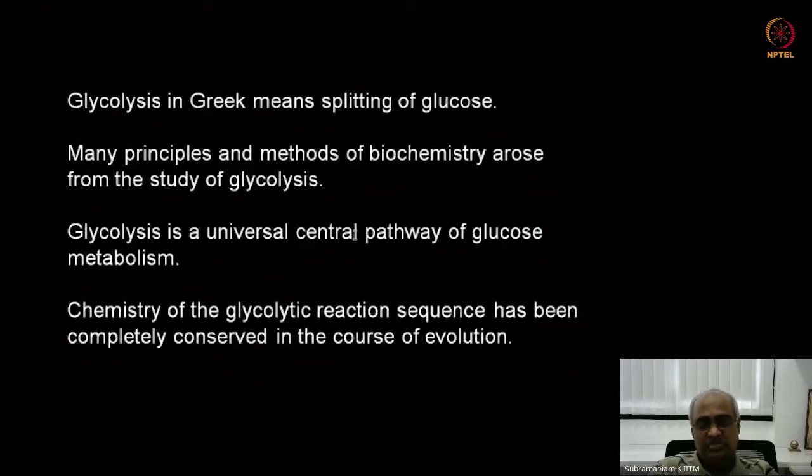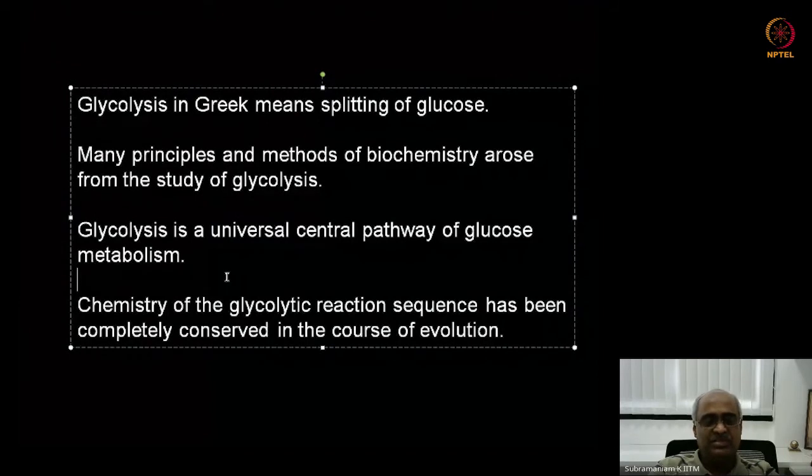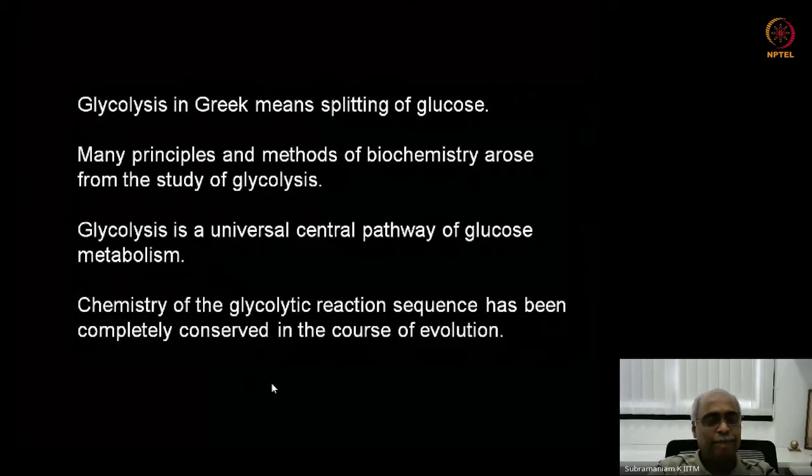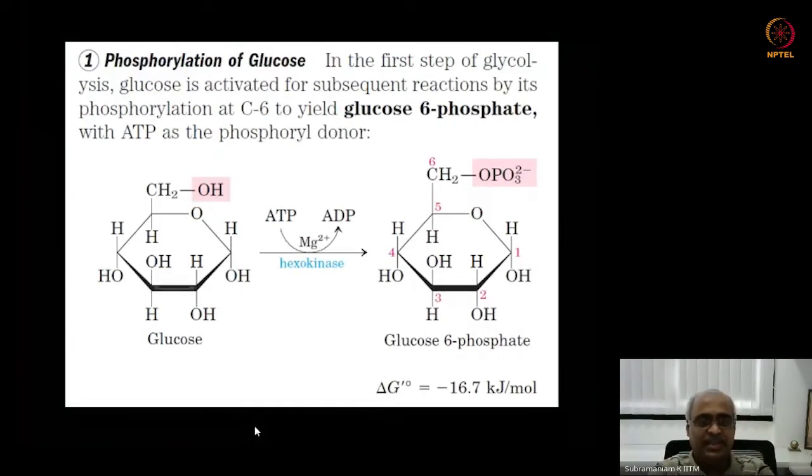And this again I told you, it is a universal central pathway of glucose. And this is true in multiple organisms. And that's why we call it universal. And the mechanisms of this conversion, the chemistry of glycolysis, is again completely conserved. The way glucose becomes glucose 6-phosphate, the first reaction in E. coli, is the way it happens in our body too. So it has been totally conserved for about 3 billion years. All right. So with that introduction to its importance, let us start looking at the individual steps.